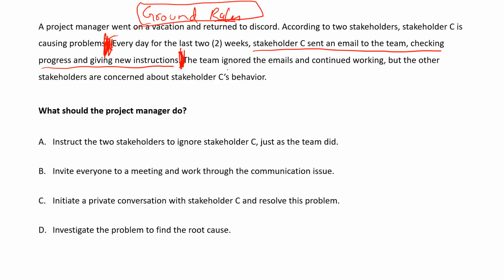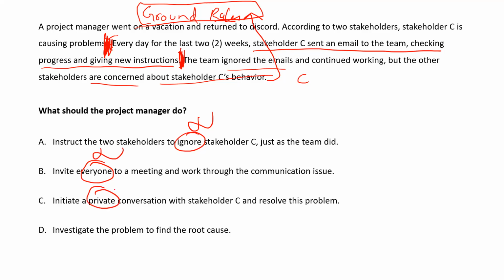The team ignored the email and continued working, but the other stakeholders are concerned about stakeholder behavior. If this type of thing is happening, you have to set ground rules. And if they don't work, then you have to go with a conflict management technique like avoid or smooth. You have to do something. Instruct the two stakeholders to ignore? Ignore can never be the right answer. That's what I taught you. I don't know what is written in the text, but because of these words, I can easily eliminate that.